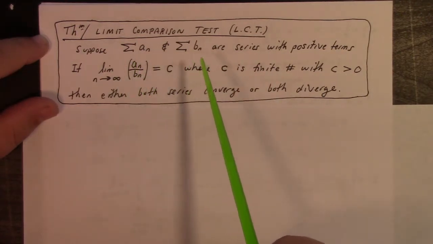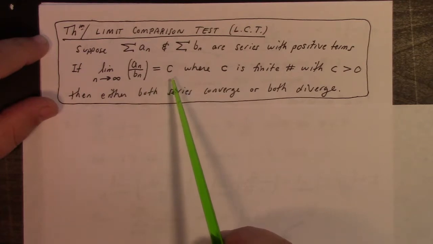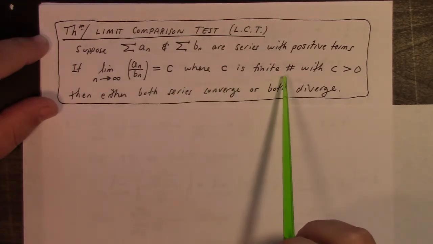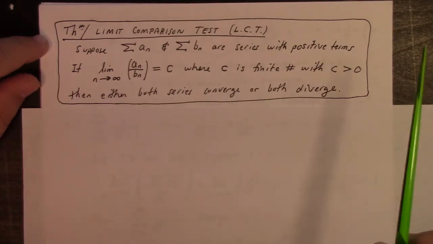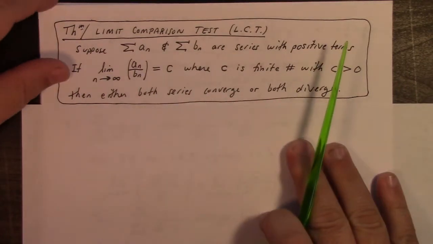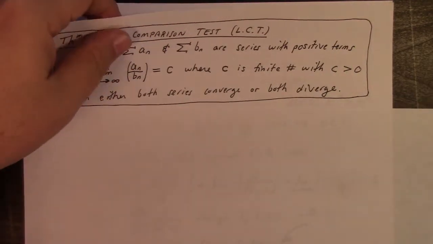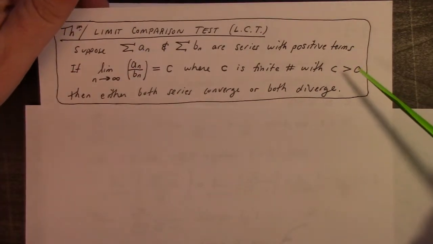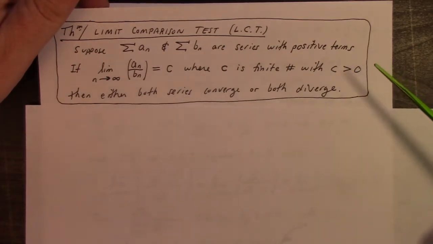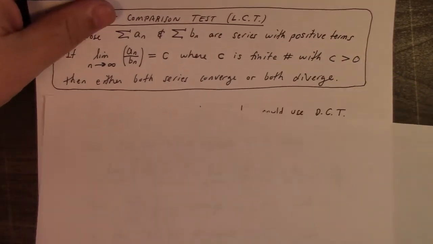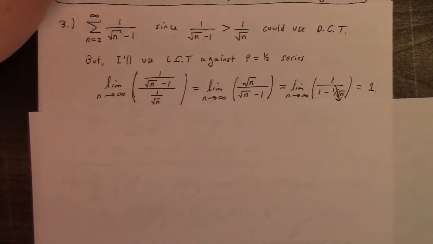We've got two series of positive terms. Suppose that the limit of their quotient is c, where c is a finite, positive number. Then either both series converge or both diverge. This is the limit comparison test. Notice what you don't have to show: that a_n is less than b_n or b_n is less than a_n, in contrast to the direct comparison test, right? So here's an example of the limit comparison test.